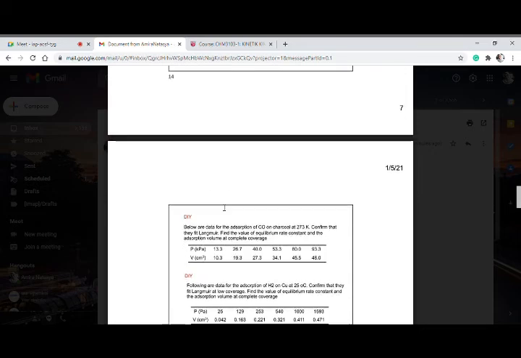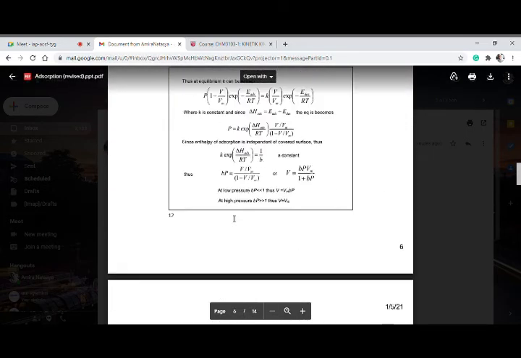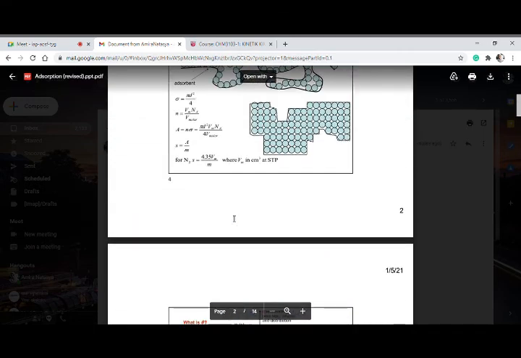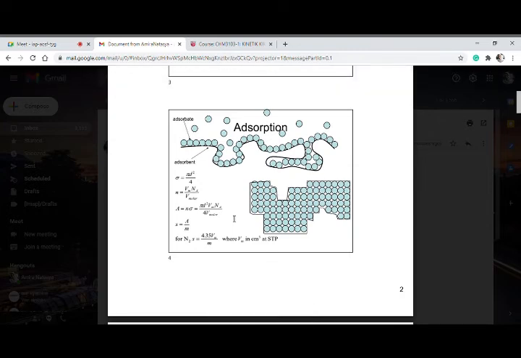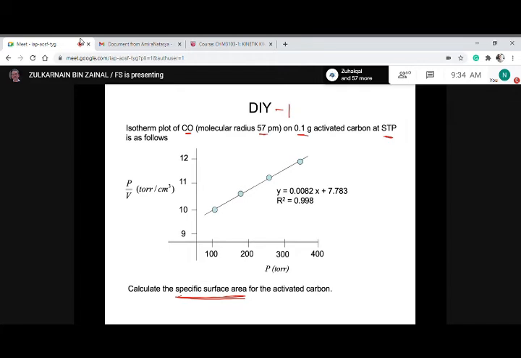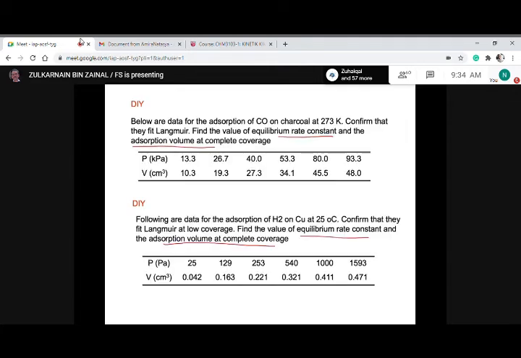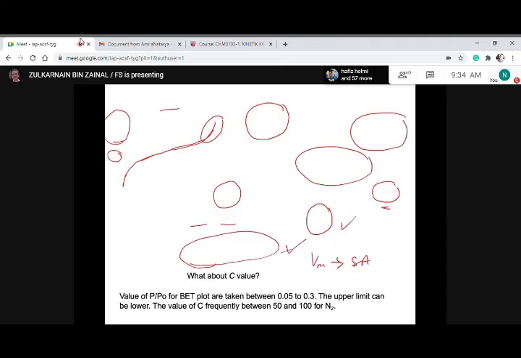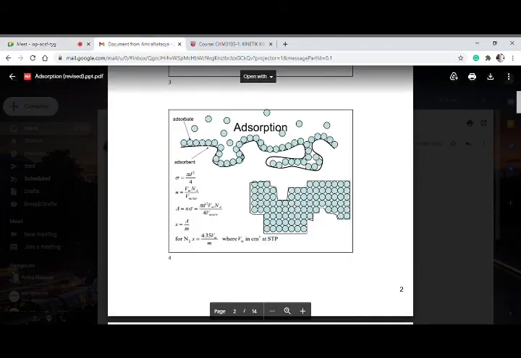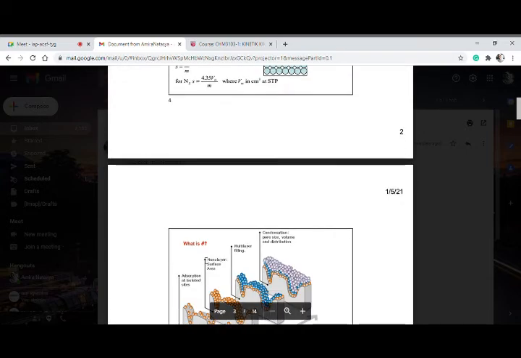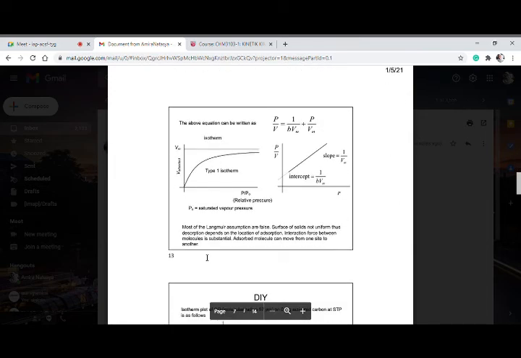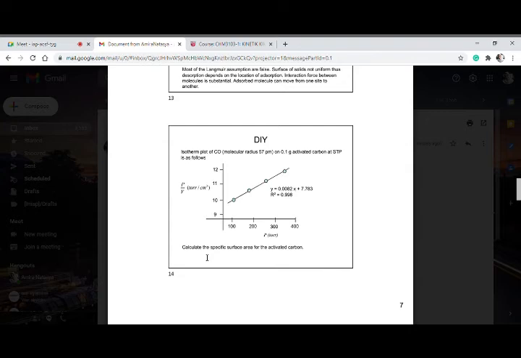DIY 3, for this case. So you have got DIY 1, and then you have got DIY 2 here, DIY 3 here, right? So meaning that this is no longer DIY 3, this is DIY 4. So this is actually DIY 4 for this one.